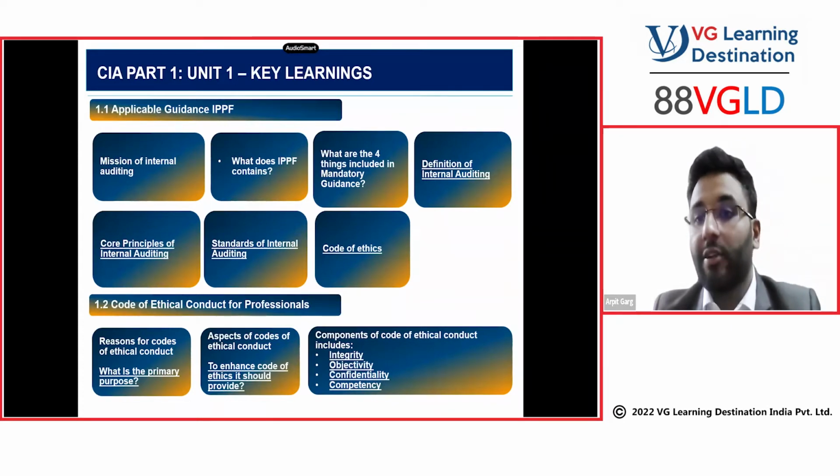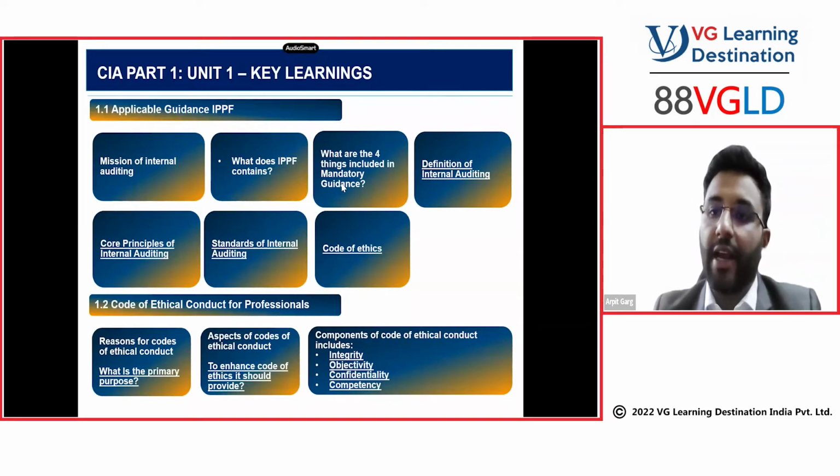So that is where it includes 4 things. So what are the 4 things that get included in the mandatory guidance? That is something that we are going to understand. It includes the next 4 points, which are the definition of internal auditing, the core principles, the standards, the code of ethics. How many core principles?